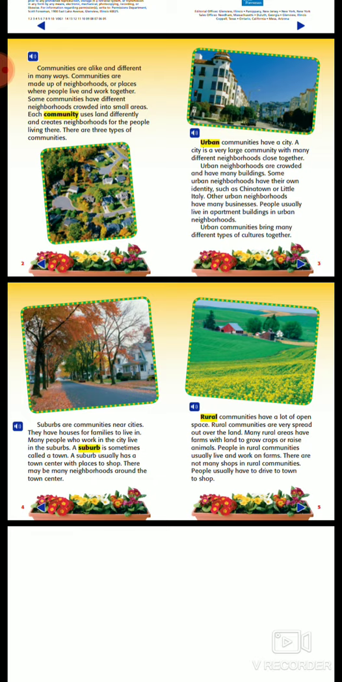Number 3. Rural. Rural communities have a lot of open space. Rural communities are very spread out over the land. Many rural areas have farms with land to grow crops or raise animals. People in rural communities usually live and work on farms. There are not many shops in rural communities. People usually have to drive to town to shop.